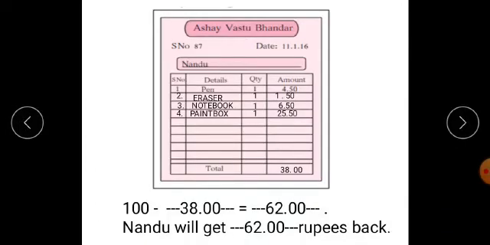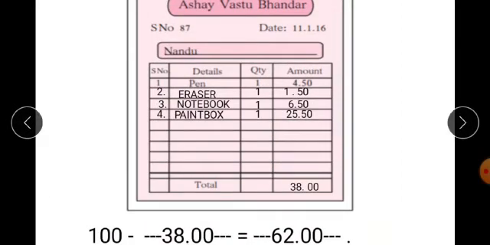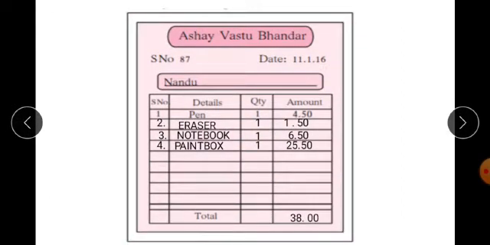Students, here you don't have to draw the picture which is given in your book. You only have to draw this bill. The name of the shop is Ashay Vastu Bhandar. Serial number 87, date 11/1/16. Customer's name Nandu. Serial number, details, quantity and amount.